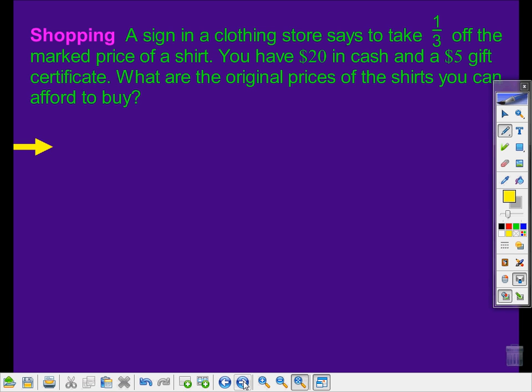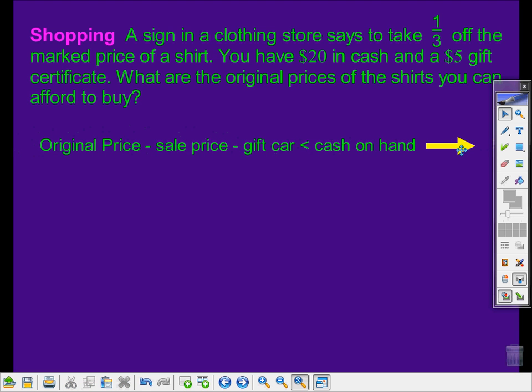How are we going to set up an equation to help us solve this? What do you think, Nicholas? I don't know. So if we look at it, we can set it up.